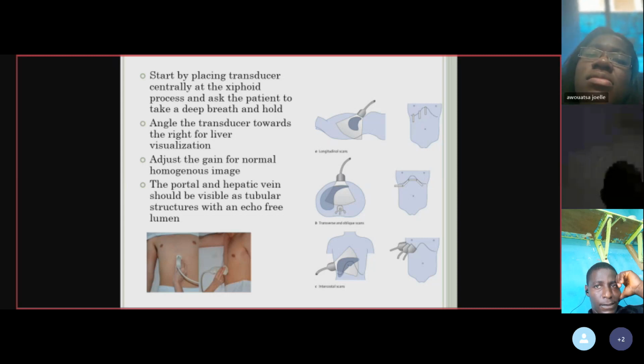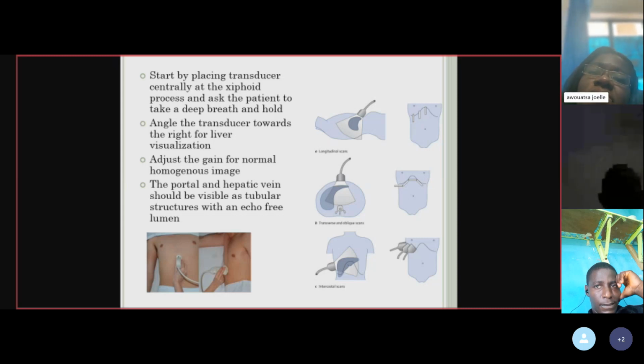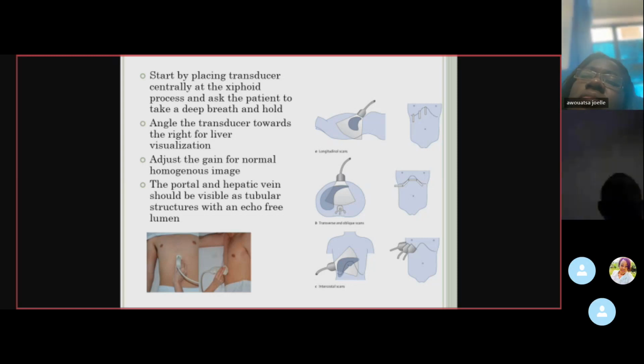Tell the patient to hold the breath whenever we are doing the scan. Then angle the transducer to the right to see the liver, and adjust the gain so that we get a homogeneous image. In this view, the portal and hepatic veins are visible. They will be seen as tubular structures with echo-free lumen.